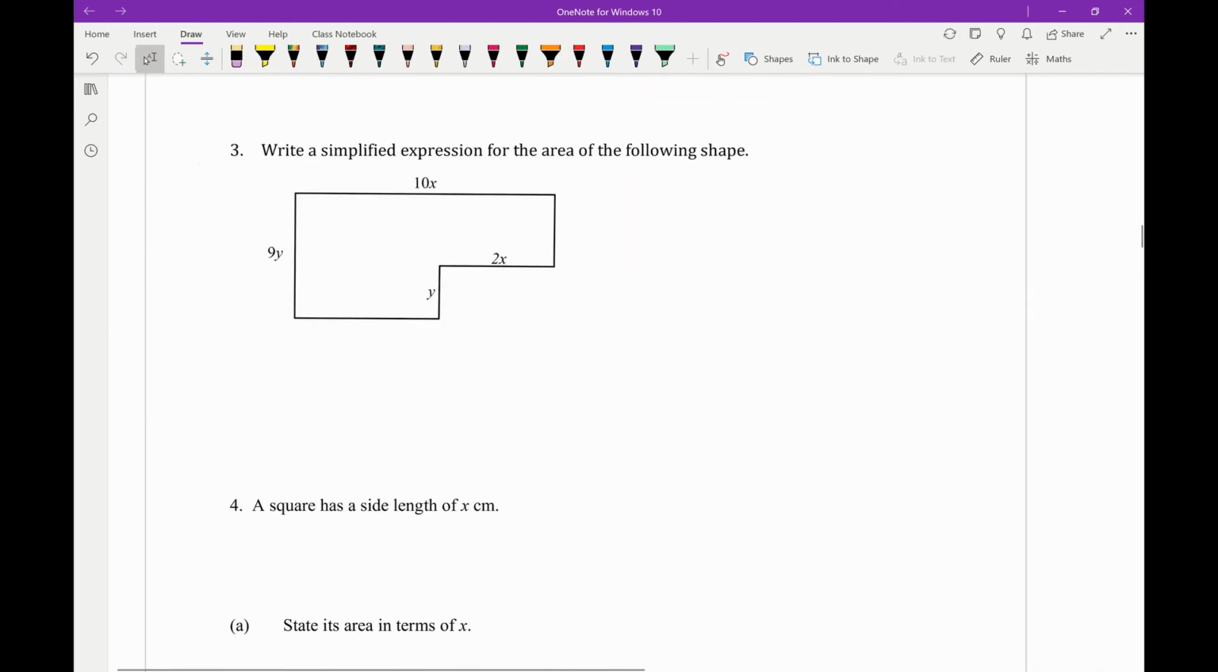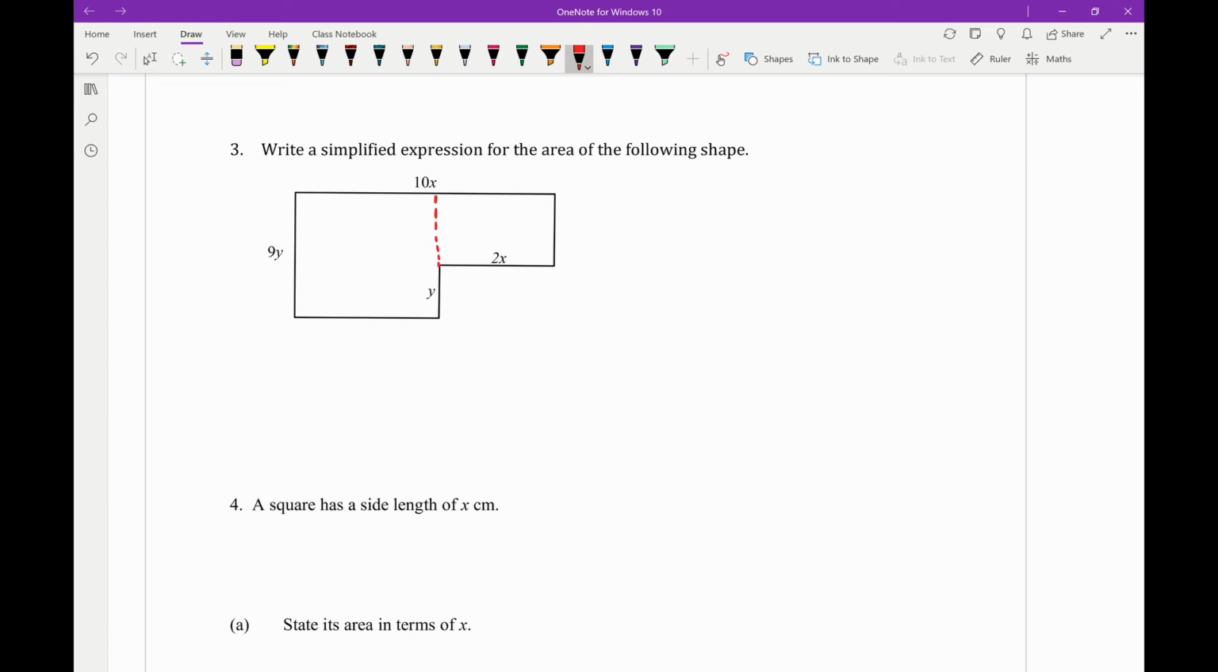Question 3. Write a simplified expression for the area of the following shape. So, first of all, if we want to do area, we're going to have to cut that up into two little rectangles. So I'm going to cut it down here.